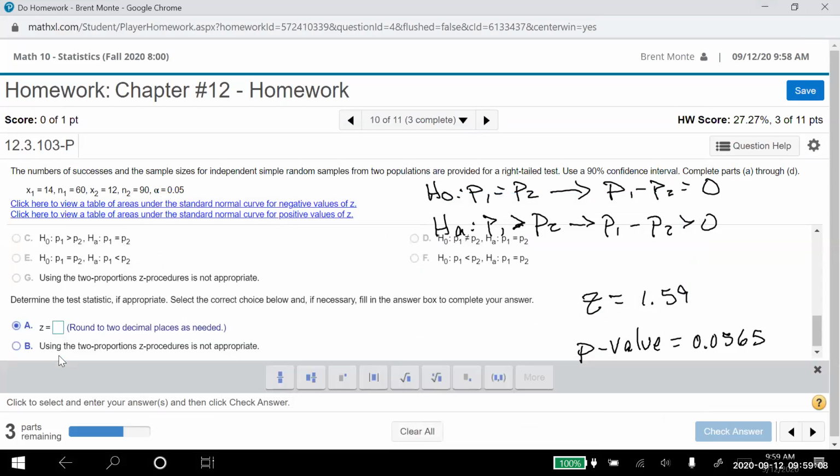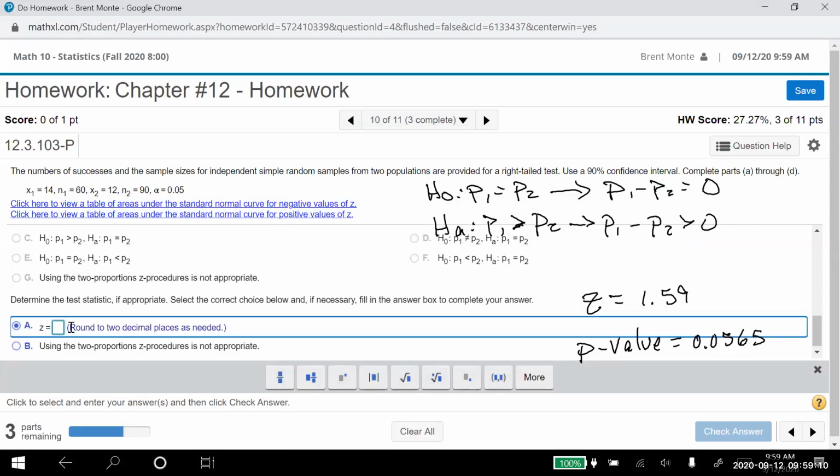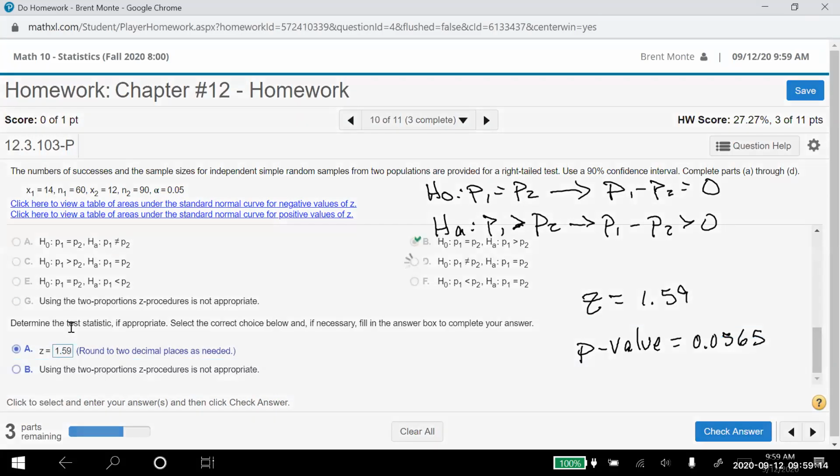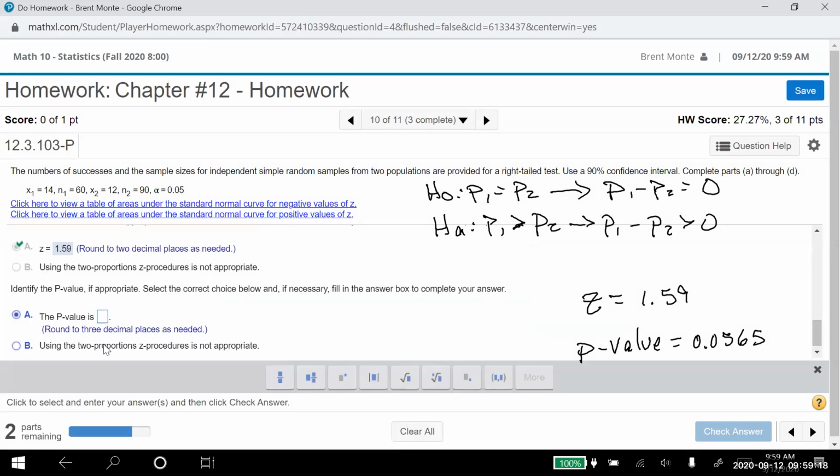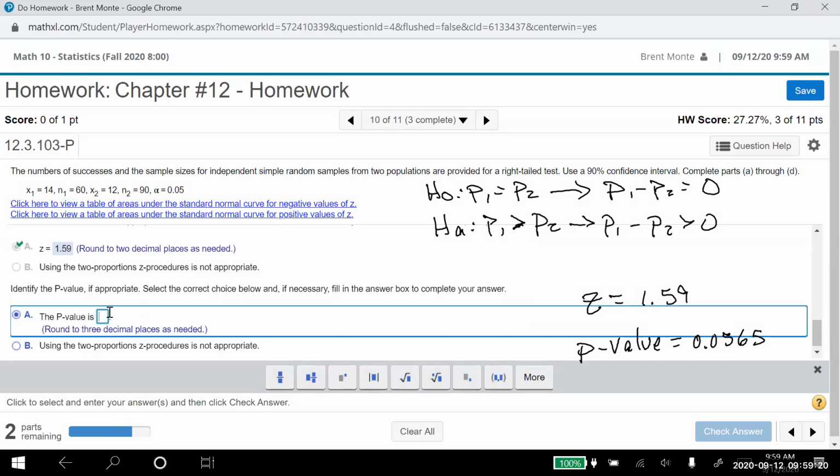Z to 2 decimal places. And they typically do that to 2 because that's what the table does if you're using the table. The p-value, 3 decimals, 0.057. All right, now before I do that, here's what I want to do. We're going to run the test while I still have a little bit of room here.